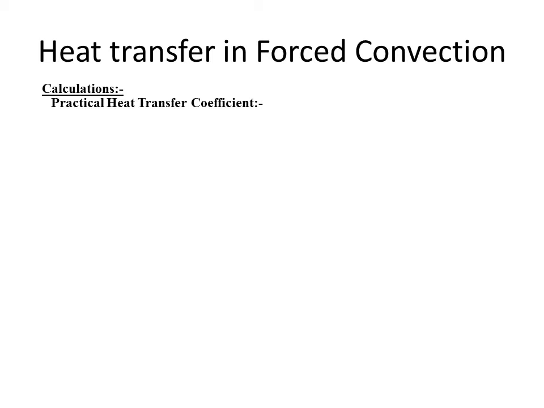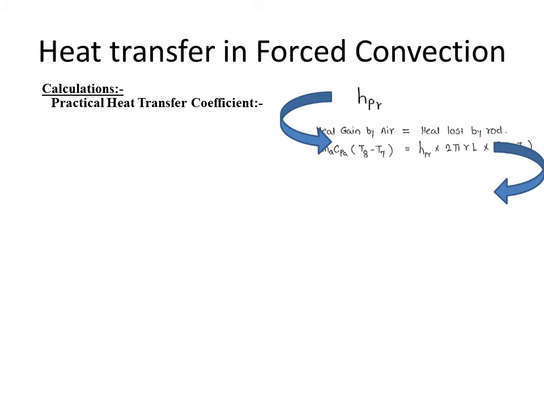Calculations. In this practical, we are going to find out the practical heat transfer coefficient and the theoretical heat transfer coefficient. First we are going to calculate the practical heat transfer coefficient. To calculate it, we require the equilibrium condition, meaning heat gained by the air is equal to heat lost by the rod. With the help of this equation, we can find out the practical heat transfer coefficient. But for that, we require the mass of air. The mass of air we can calculate with the help of discharge and density of air.